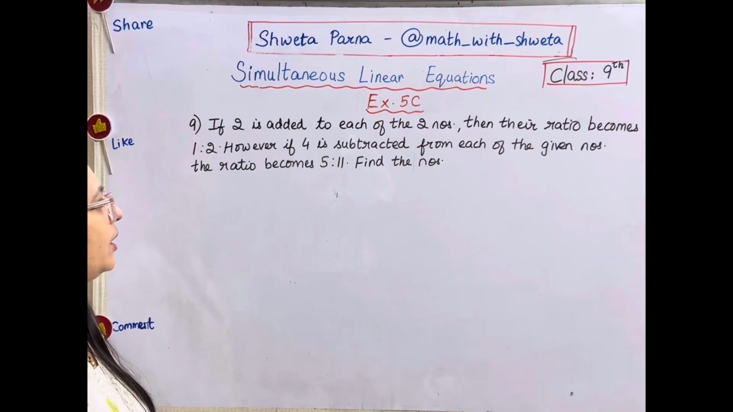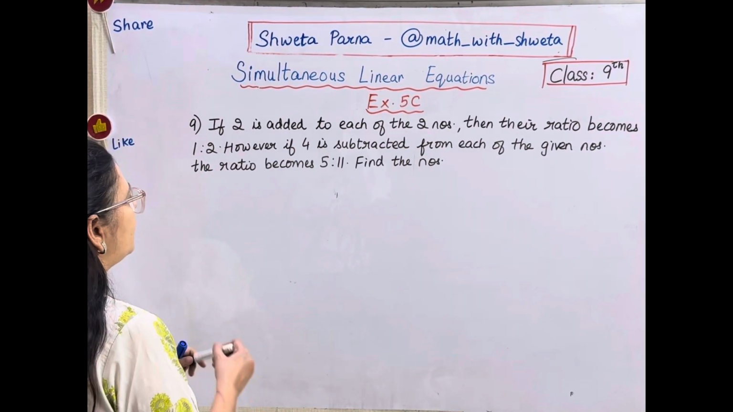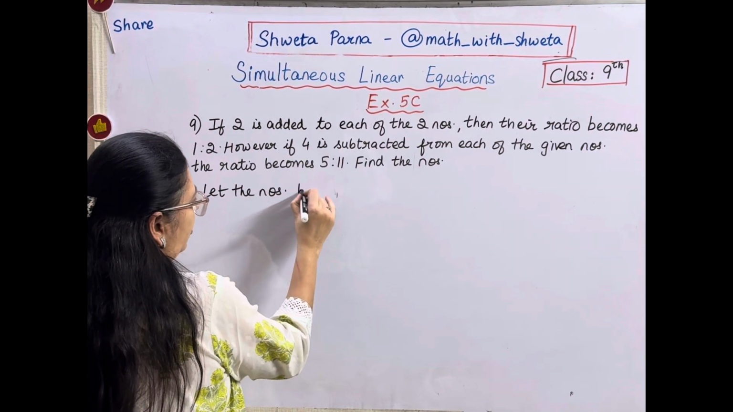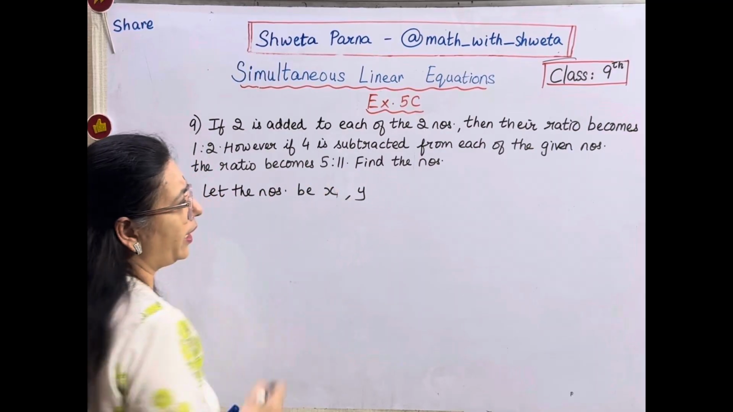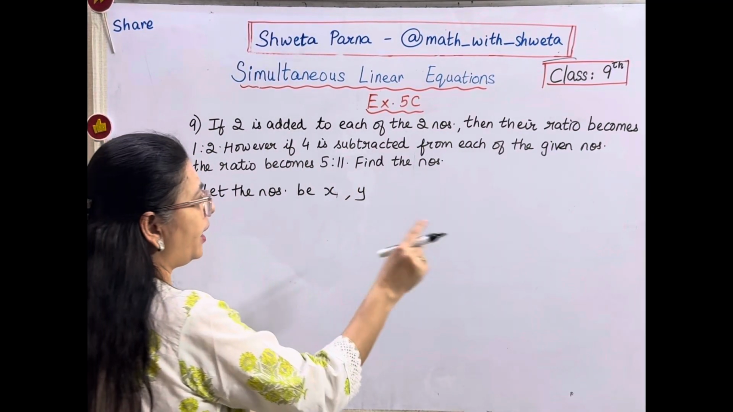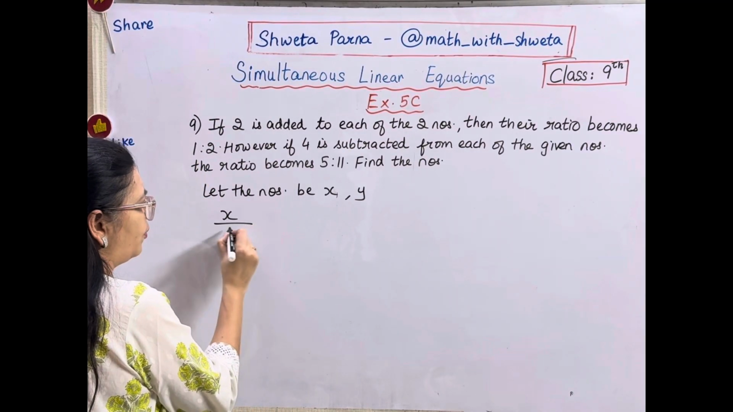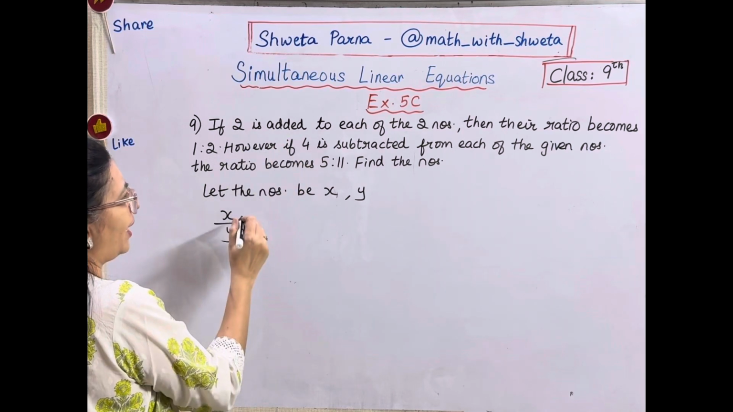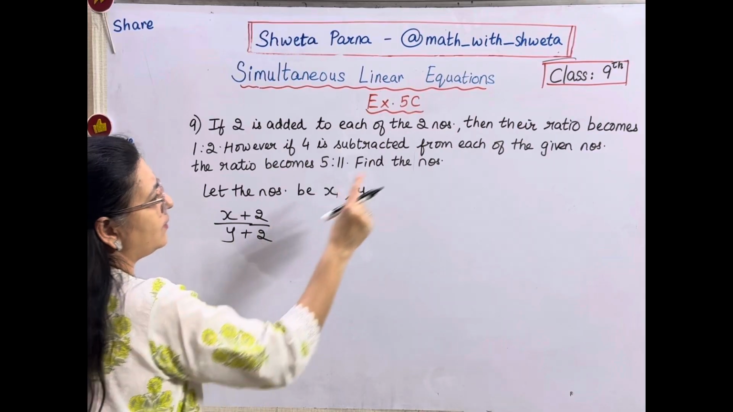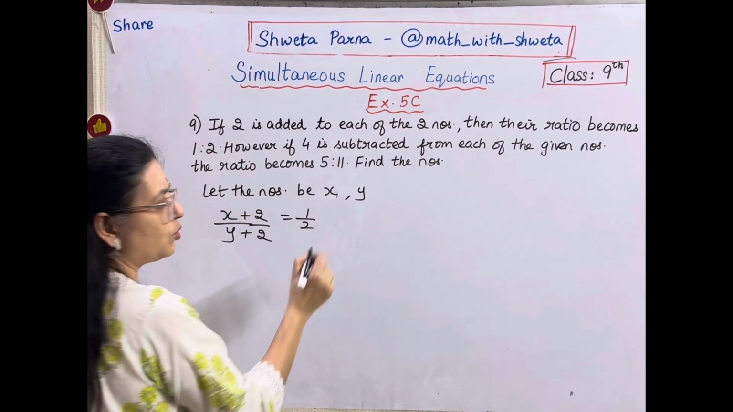Let's go to question number 9. If 2 is added to each of the two numbers, so let the numbers be x and y. Okay? Now, if you are adding 2 to both the numbers, then their ratio means you have to write it in a form of fraction. So, x upon y, this is the ratio. When you are adding 2 to each of the two numbers, then their ratio becomes 1:2. So, the ratio is 1:2.